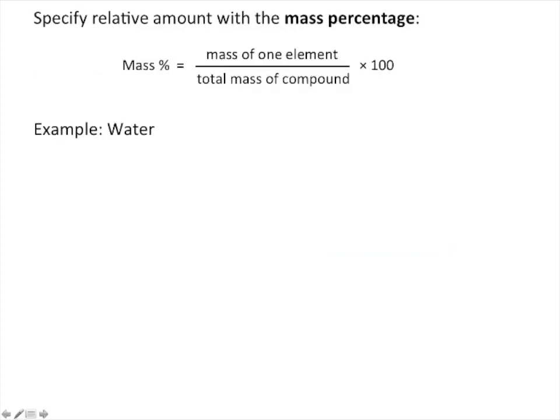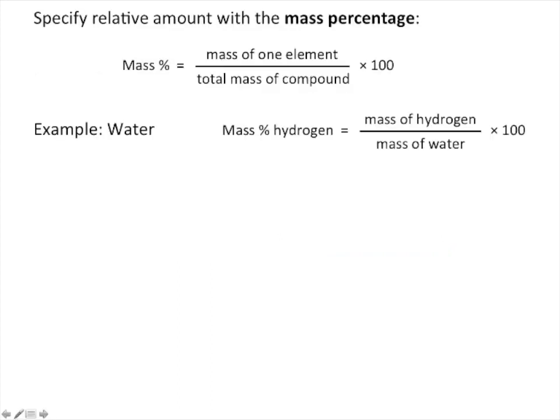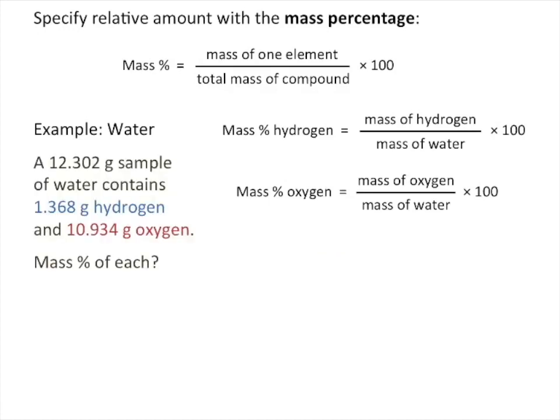So for example, water, you could say the mass percent of hydrogen can be written this way. The mass percent of oxygen can be written this way. And now if someone told you that they had a 12.302 gram sample of water, and they said it had 1.368 grams of hydrogen and 10.934 grams of oxygen, you can calculate what the mass percentage of each are. This is kind of a contrived example because no one's going to give you numbers like this, but it allows us to illustrate our point.